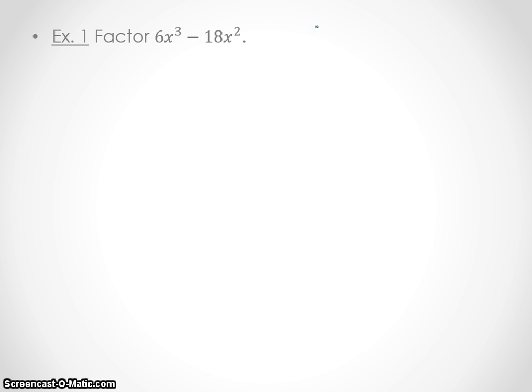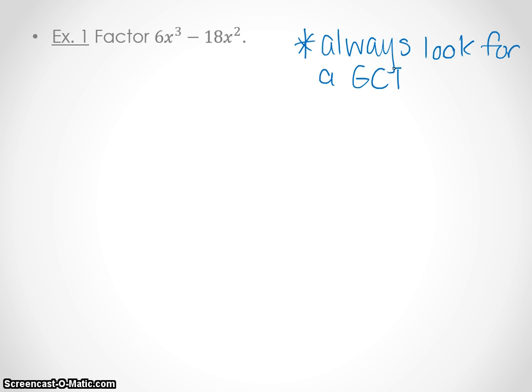My suggestion would be to always look for a greatest common factor, or GCF, of your terms. If there is none, there is none, and you skip that step. But I would always start here, because even if it factors further beyond that, it'll make it a lot easier if you take out the GCF first. Your greatest common factor is basically the biggest thing that you can divide both of these terms by.